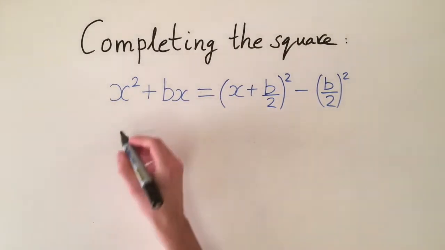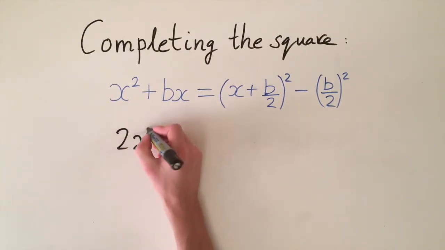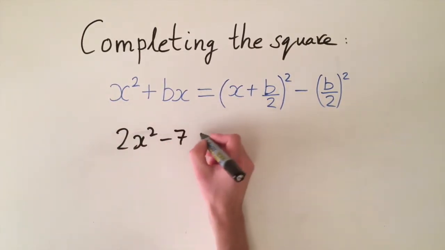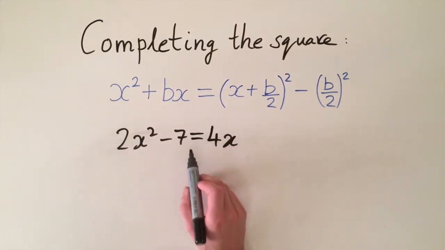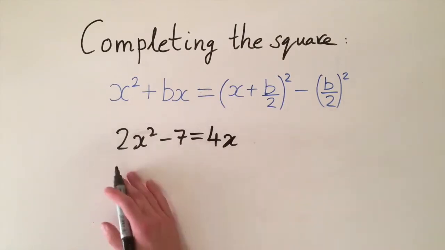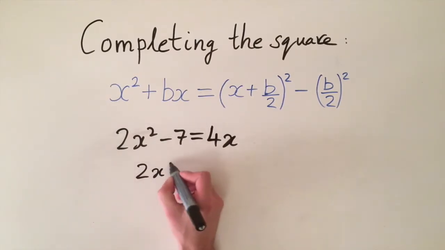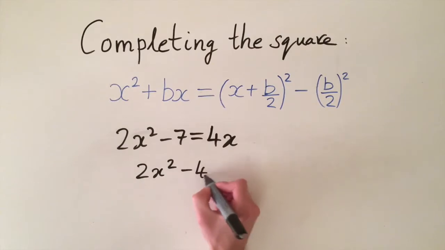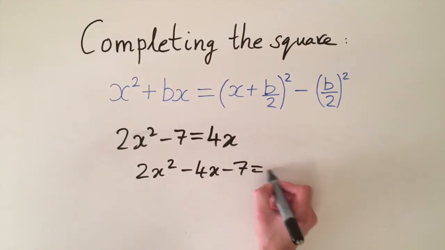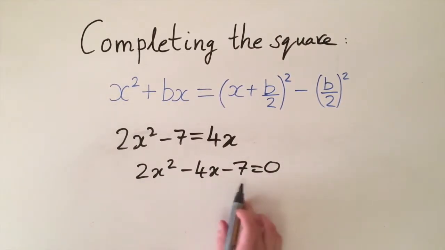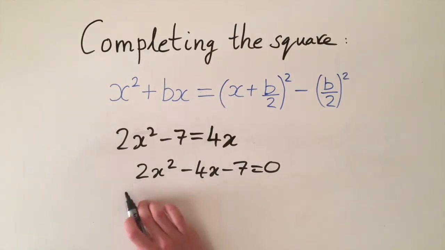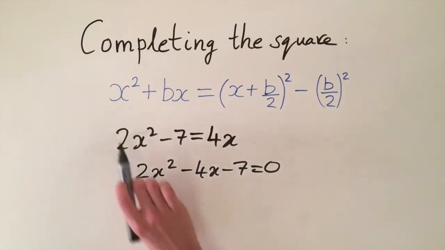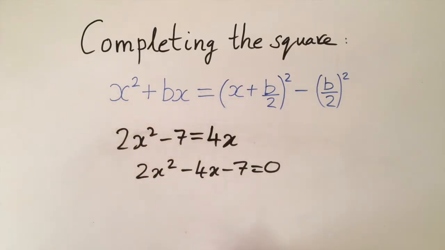Okay, I want to do one final example, and this time we're going to be dealing with a quadratic equation. So the method is exactly the same, we just have an equal sign in the middle. So first off, we want to rearrange everything onto one side, and if we do this, we get 2x squared minus 4x minus 7 equals 0. And now we have a quadratic expression on the left hand side, and we're just going to complete the square on this. First off, we need to get rid of the coefficient in front. We only really want to deal with a 1 in front of the x squared. So what we're going to do is just divide everything by 2.